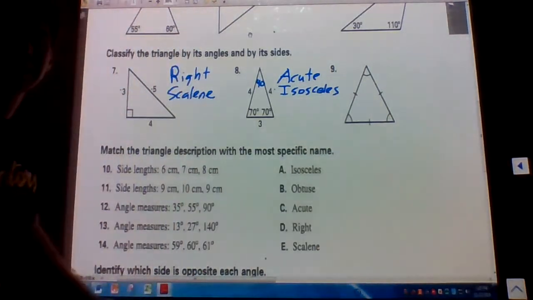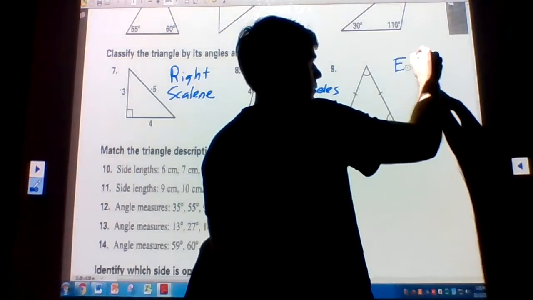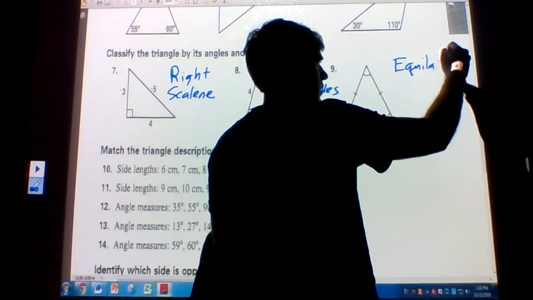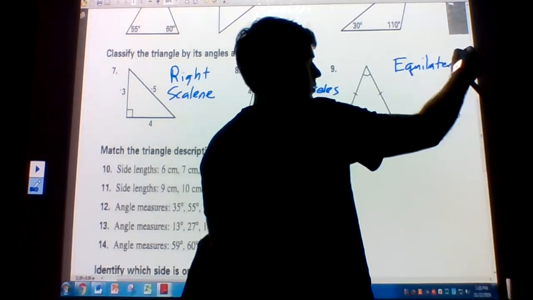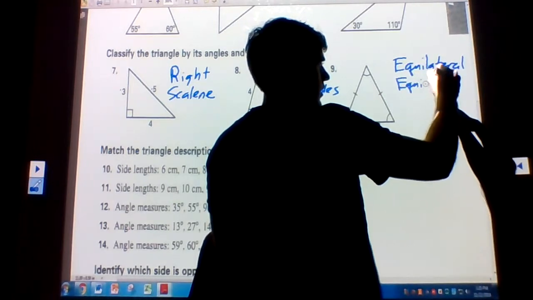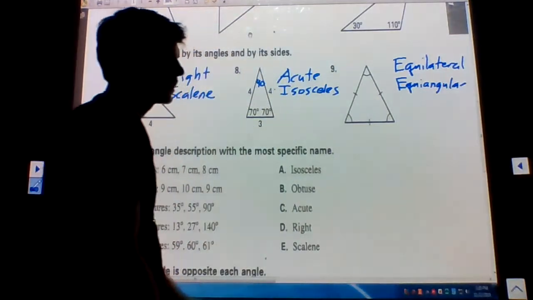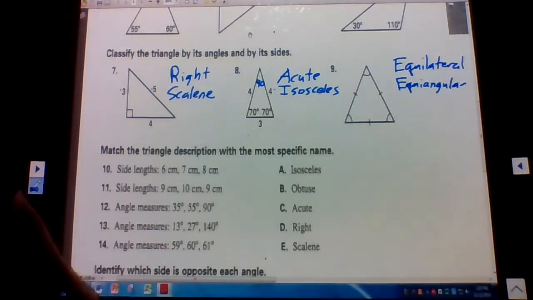Okay, here we have three sides that are the same and three angles that are the same. So it's going to be equilateral. We could also say equilateral and equiangular. Equilateral because all the sides are equal, equiangular because all the angles are equal.